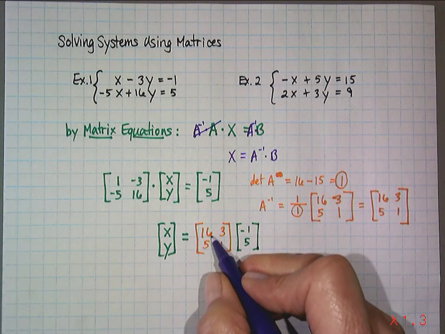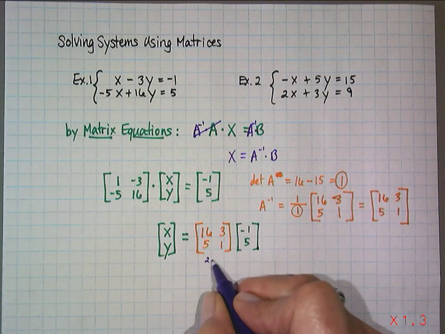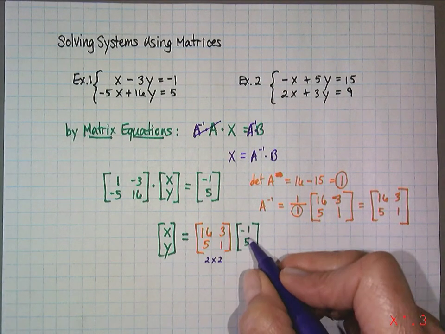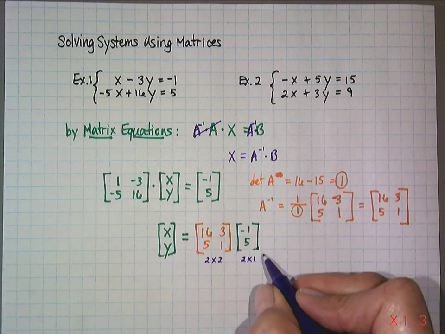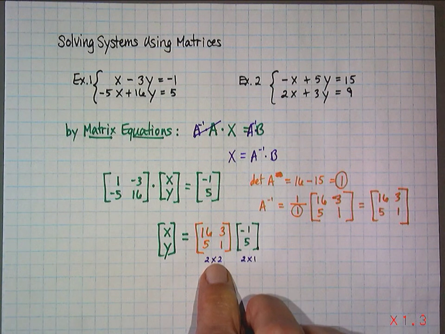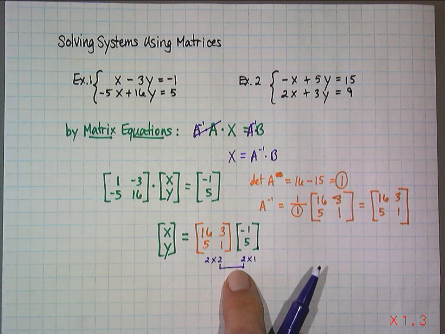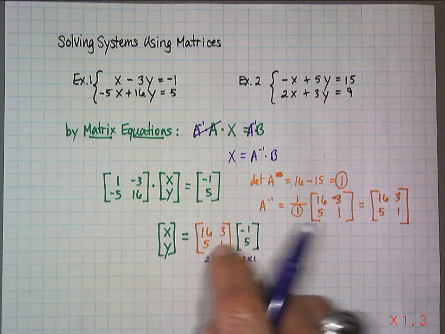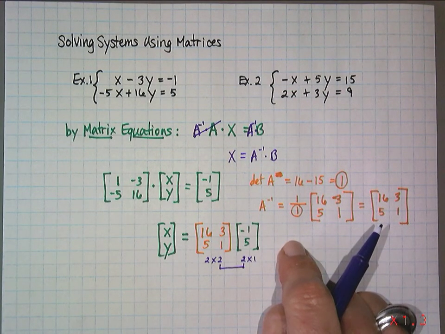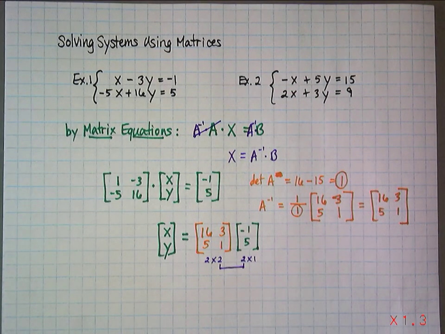What dimensions are these? This matrix is a 2 by 2. What's this one? A 2 by 1. So you understand that it has to be in this order. I can multiply these two matrices because the inside dimensions match. If I had written this orange matrix over here, I would not have been able to multiply because the inside dimensions would not have matched. All right, here I go.